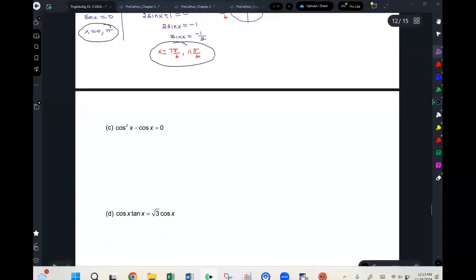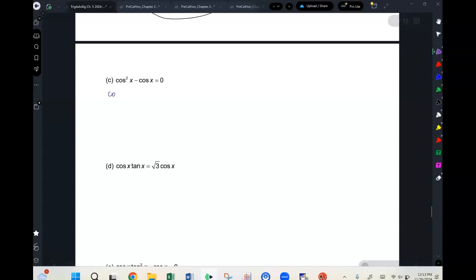Okay, here, what can I factor out? A cosine x. I did that so fast. Should I slow down? So I factor out a cosine x. From here, I'm left with a cosine x. From here, minus 1. So cosine x equals 0. Cosine x minus 1 equals 0. Okay, now, where's cosine equal to 0? At pi over 2 and 3 pi over 2.